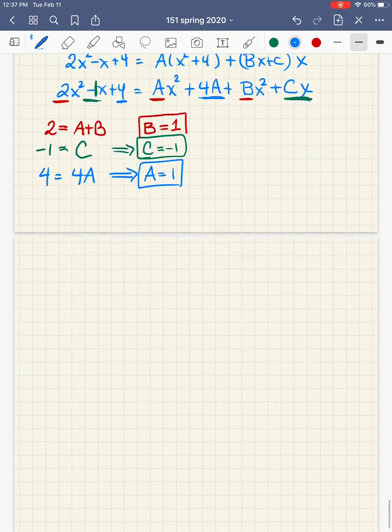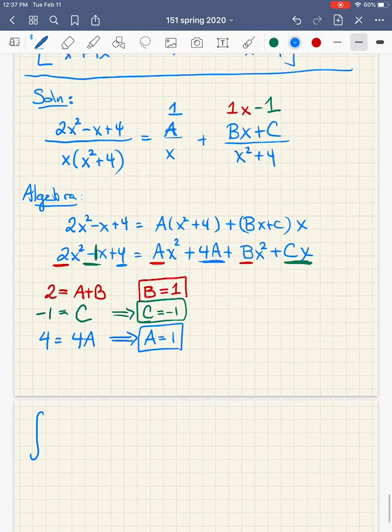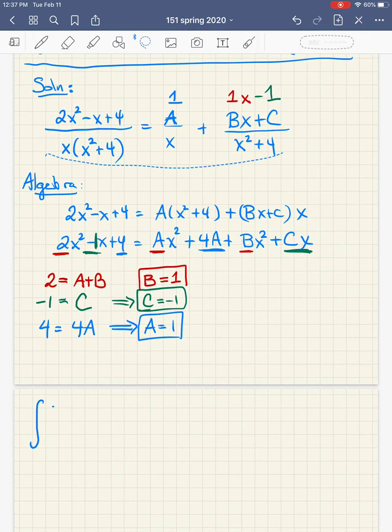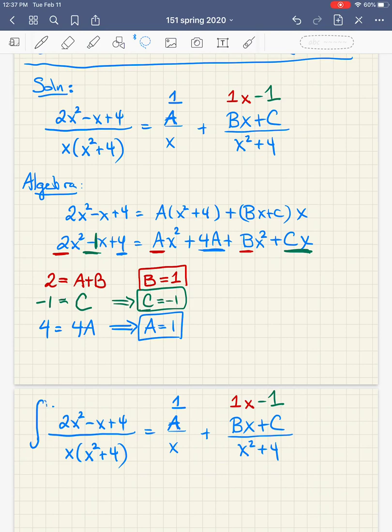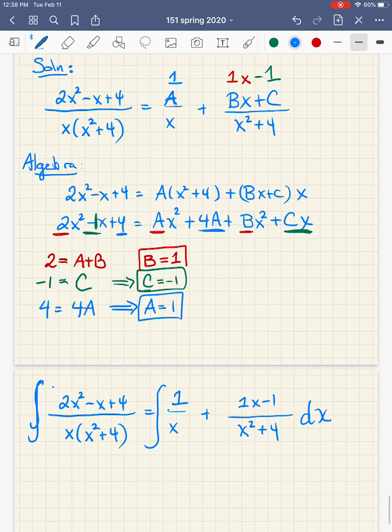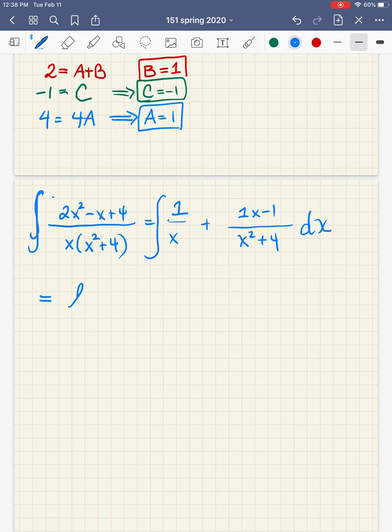And so now when I put all of this together, I have the integral that I want. So that's the integral of, let me just copy it. I'm going to have the integral of this fraction equal to 1 over x plus 1x minus 1 over x squared plus 4. I'll put in my integral symbol. And now all of that algebra has paid off because now I can do that. So that's going to be the natural log of the absolute value of x plus this integral of x minus 1 over x squared plus 4 dx.